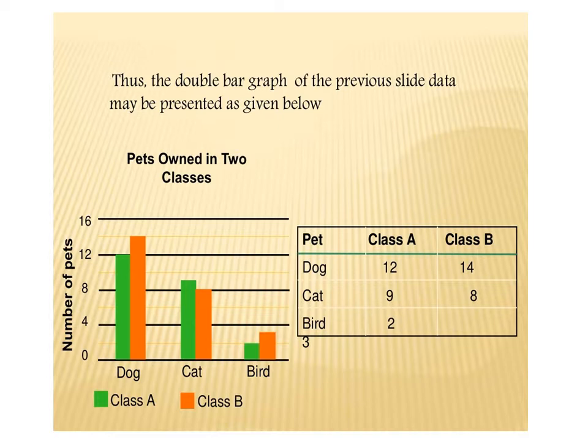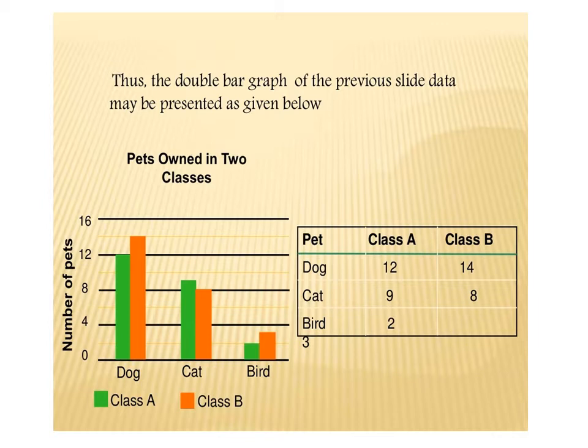Now on the x-axis, first we take class A. There are 12 students who like dog. Now we represent green color for dog up to 12. And in class B, there are 14 students who like dog. So we show this up to the mark of 14, which is represented by this orange color.